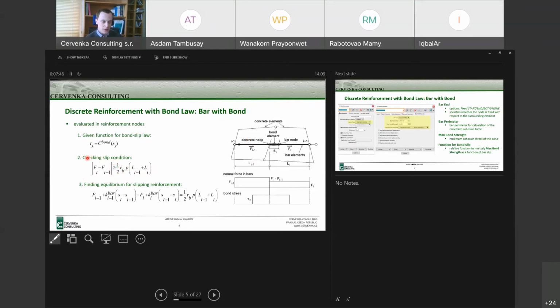And if this shows that there is a reinforcement slip, then through an iterative process we find the equilibrium. Now you can see two additional terms in the equation, where K is the stiffness of the reinforcement, and S are the slips at both sides of the element. And when this condition is fulfilled, we find the equilibrium.